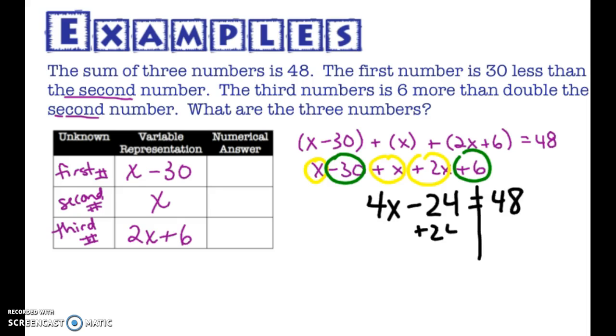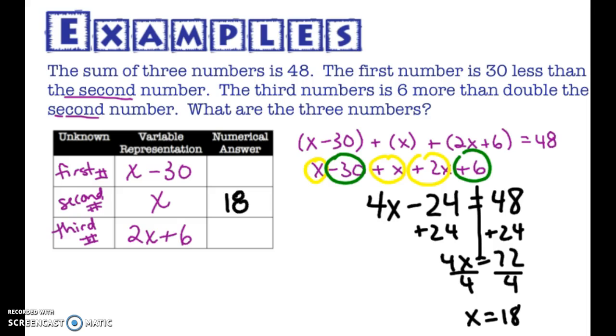I'm going to add 24 to both sides. I get 4x equals 72, and then when I divide by 4, I get x equals 18. So the second number is 18. I also need to find the others using what I know. So the first one says x minus 30, so we have 18 minus 30. That one's negative 12. And then the third one, 2 times x plus 6, so 2 times 18 plus 6. That gives me 36 plus 6. The third one is 42.